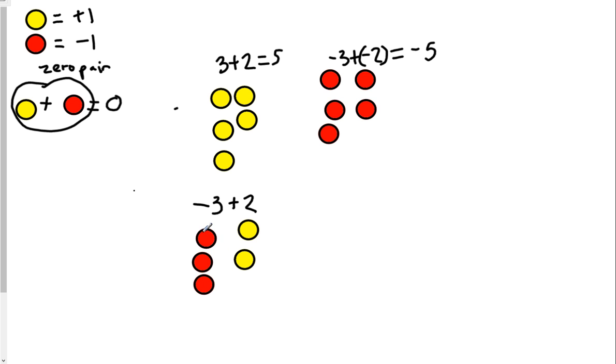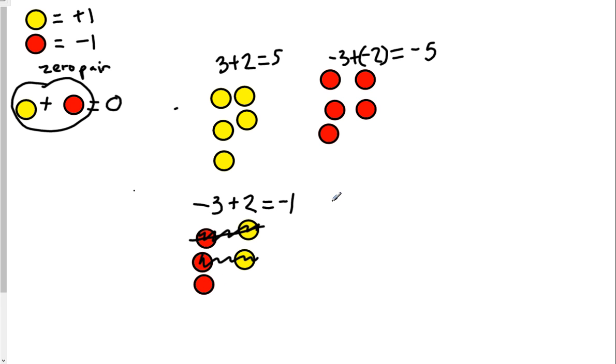This is what you're going to do. Every time I have a red and a yellow that I'm adding together, these cross each other out because they make 0. That makes 0, they're gone. That makes 0, they're gone. Negative 3 plus 2 is 1 red chip, so it's negative 1. That is not hard at all. So let's try another one.